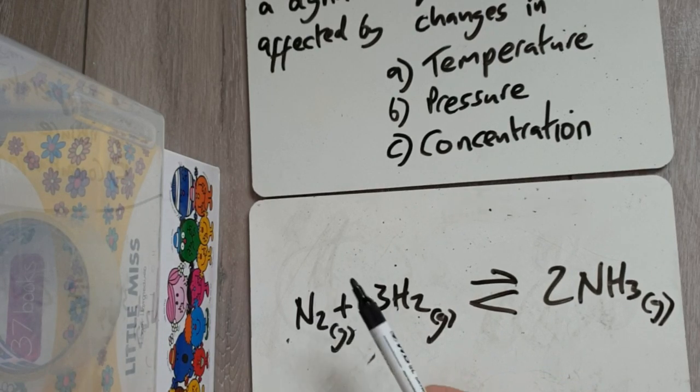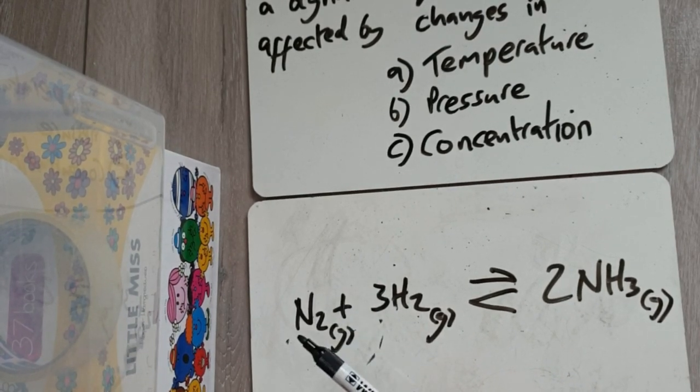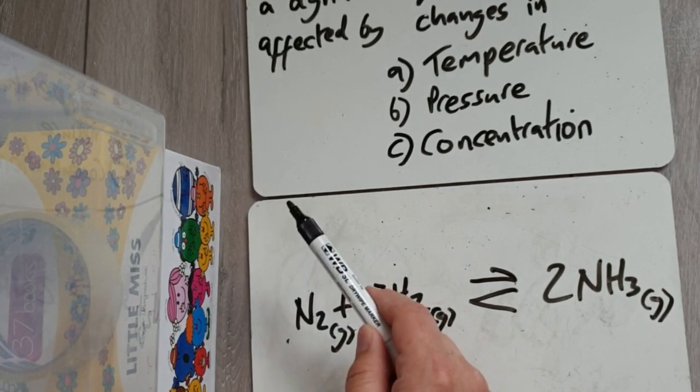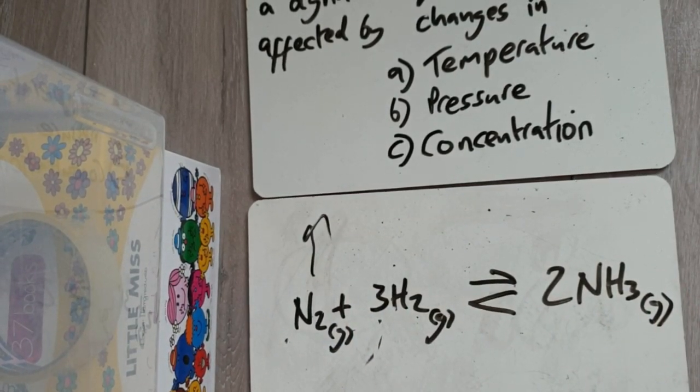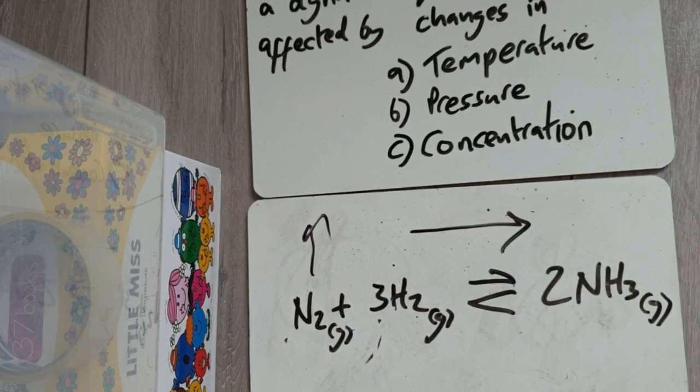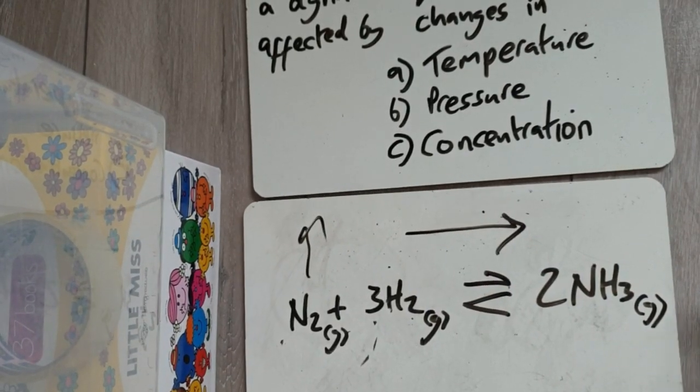If we suddenly dumped a whole barrel of nitrogen in there, the amount of nitrogen goes up. So we've got loads more nitrogen. Which way is this going to shift to get rid of the nitrogen? It shifts to the right-hand side to make the level of nitrogen go back down.